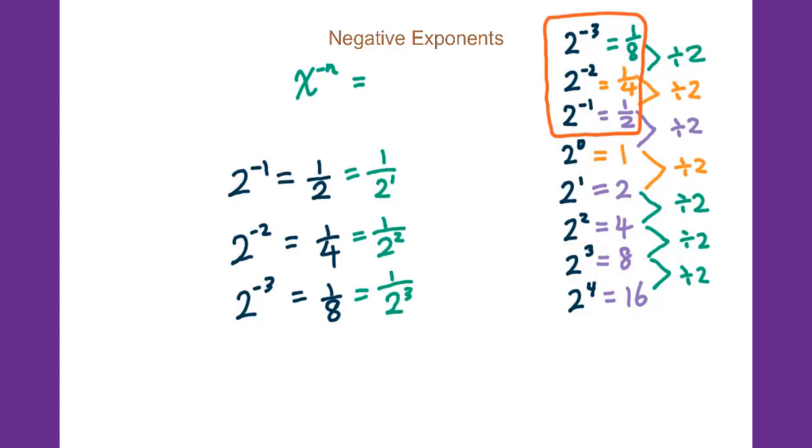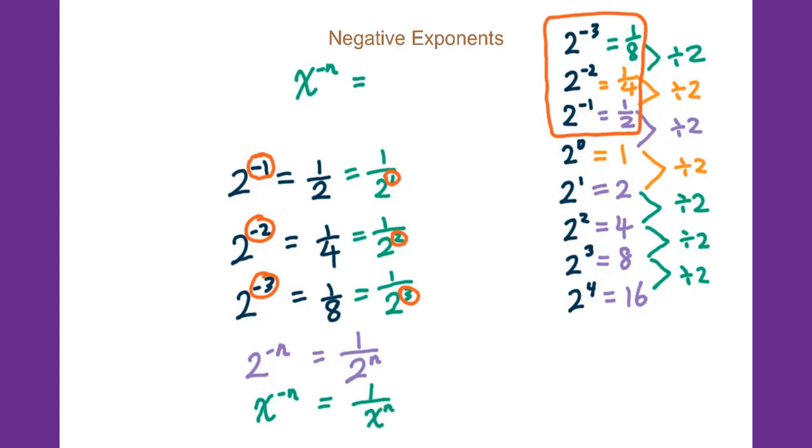Then you could see the exponents relationship here. -1, here's 1. -2, here's 2. -3, here's 3. So if you have 2 to the negative nth power, then you can get the conclusion 1/2 to the nth power. These two I can change into any variable, any number. So I use x to the negative nth power, you will get 1/x to the nth power.